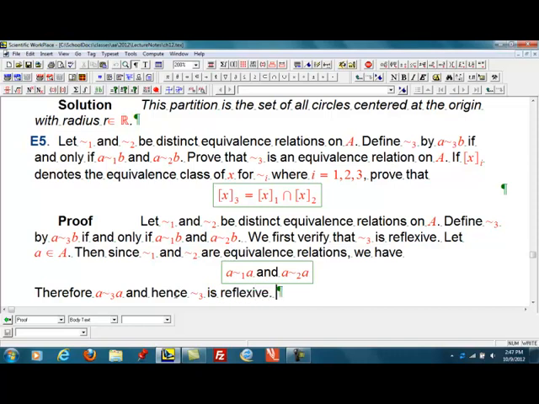Now we have to show it's symmetric. So let B be in A, having the property that A is 3 equivalent to B. I have to start someplace. For symmetric and transitive, you have to assume equivalence goes one direction, then you have to show the other direction or add on a third equivalence. So we're going to have A is 3 equivalent to B. What does that tell us then?